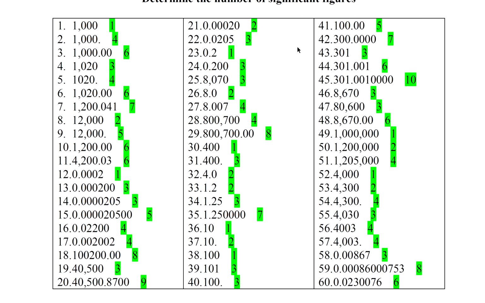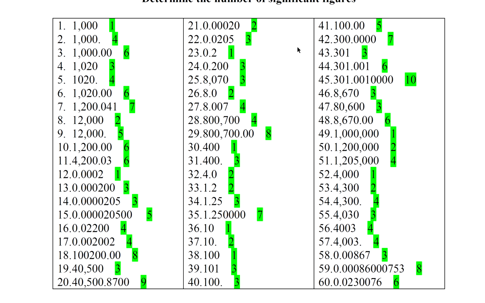For question 23, it's very similar to question 12. Since the number is less than 1, all of the zeros before the decimal point are not significant. Only the 2 is significant. For question 24, we have 3 significant figures. The number is less than 1. So all the zeros before the decimal point are not significant.